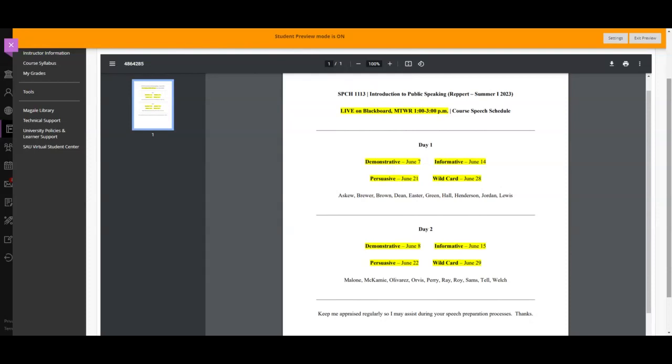Day 2, demonstrative, June 8, informative, June 15, persuasive, June 22, wild card, June 29, Malone, McCamey, Oliveris, Orvis, Perry, Ray, Roy, Sams, Tell, Welch. And then at the bottom, I always say, keep me appraised regularly so I may assist during your respective speech preparation processes.